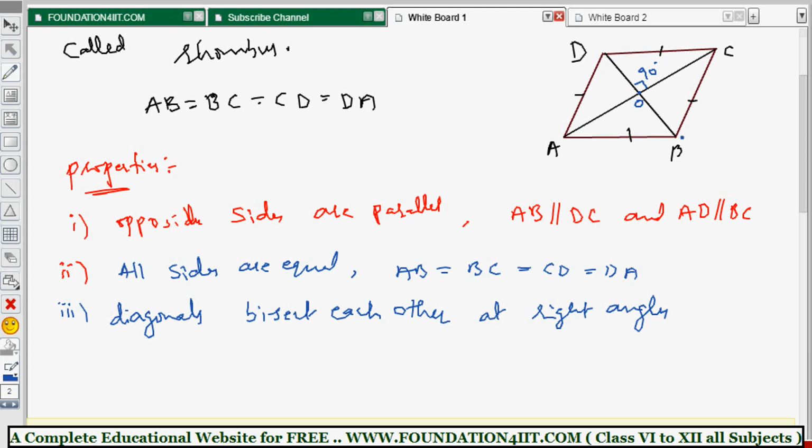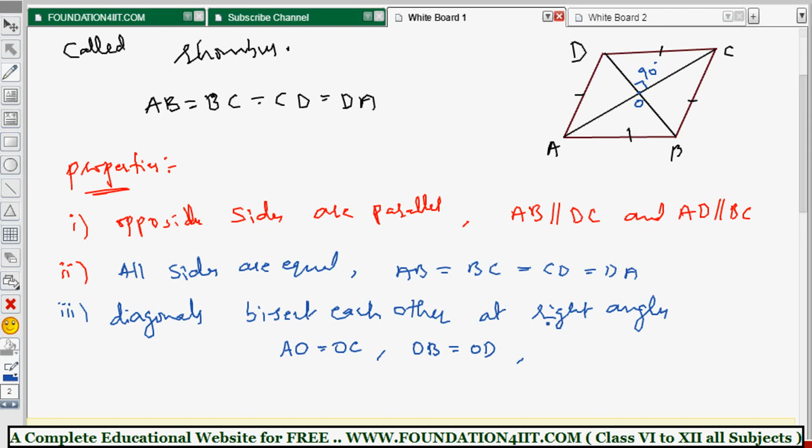And diagonals bisect the angles of the rhombus also. Angle AOB is 90, BOC is 90, COD is 90, and similarly DOA is also 90 degrees. Sorry, the diagonals are not equal. They intersect each other, so A to O and O to C are equal, and O to B and O to D are equal. In a rhombus, the diagonals are not equal.